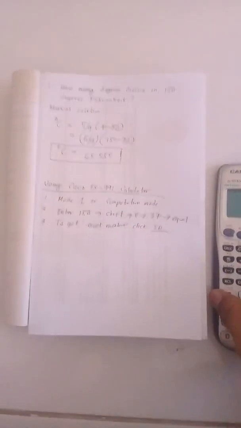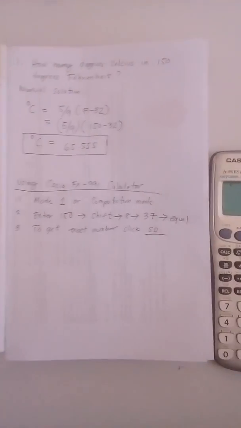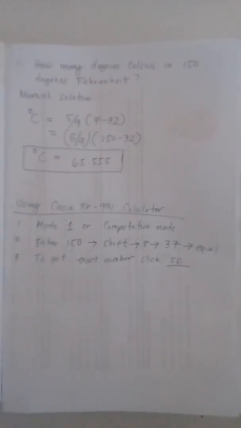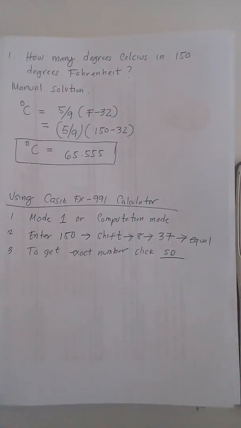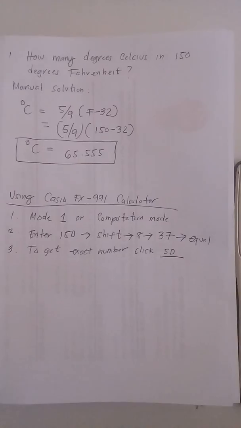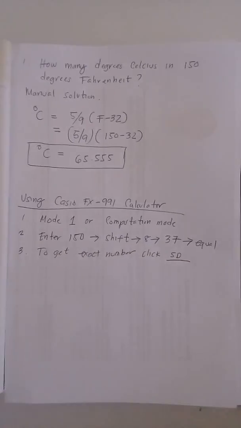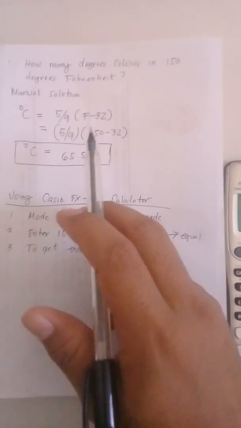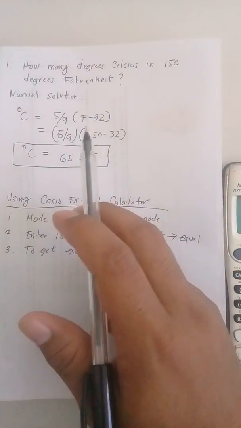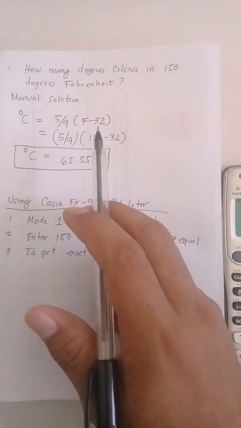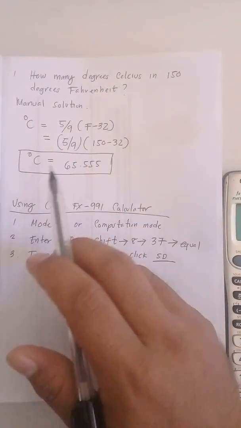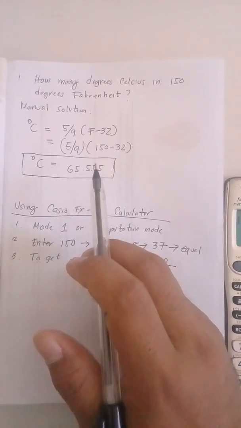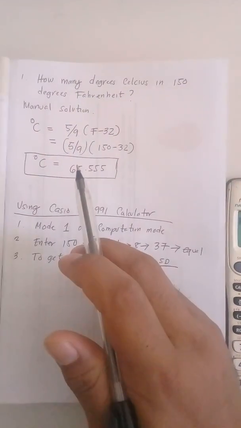Okay, so I have a sample problem here. The problem is: how many degrees Celsius are in 150 degrees Fahrenheit? By manual solution, we know that degrees Celsius equals 5 over 9, then open parenthesis, degrees Fahrenheit minus 32, close parenthesis. So here, the answer is 65.55.